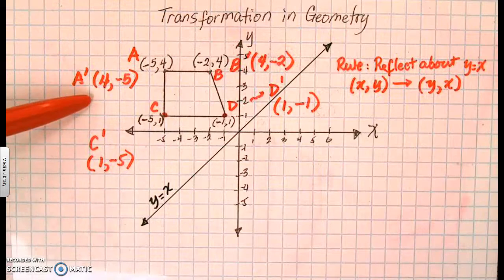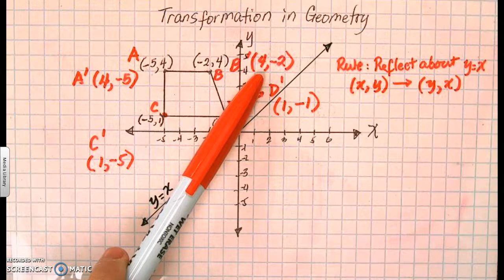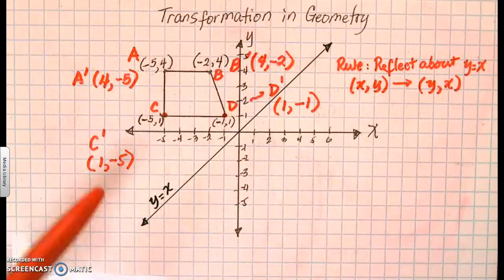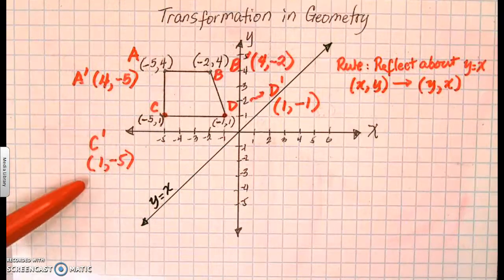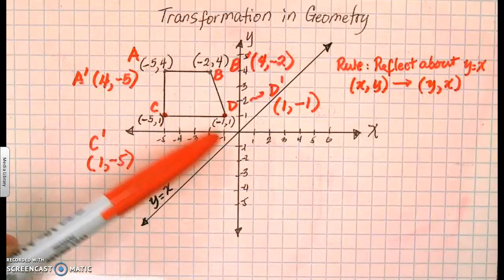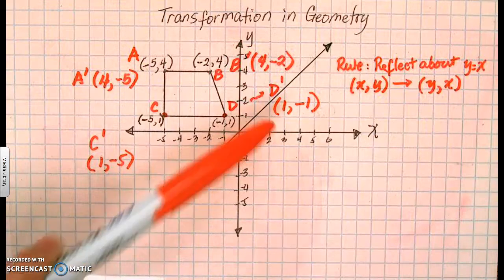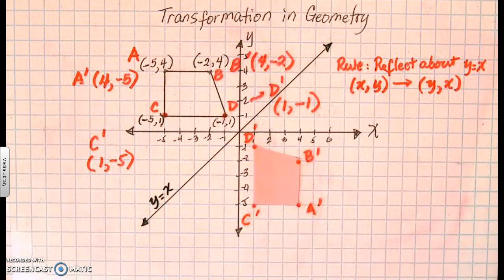You just flip them. If your B is negative 2, 4, your B prime is going to be 4, negative 2. If your C is negative 5, 1, your C prime becomes 1, negative 5. And if your D is negative 1, 1, your D prime becomes 1, negative 1. Following the coordinates that we have identified, your new figure, which is the reflection about the y equals x line, is going to be this.